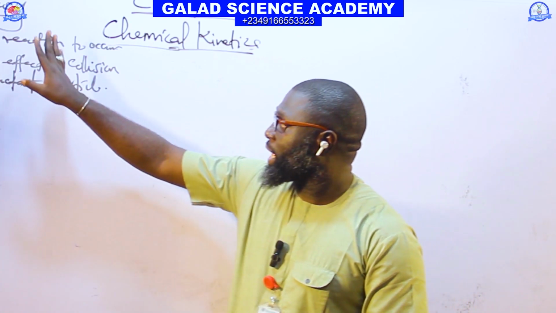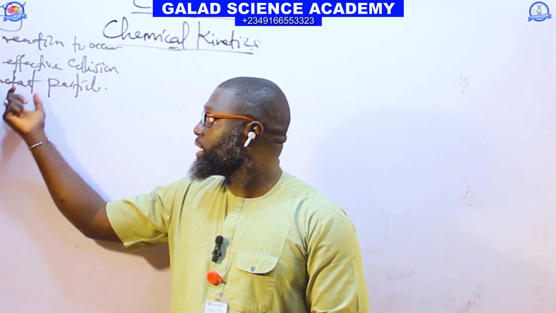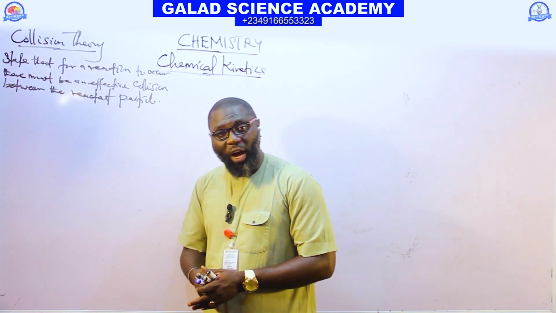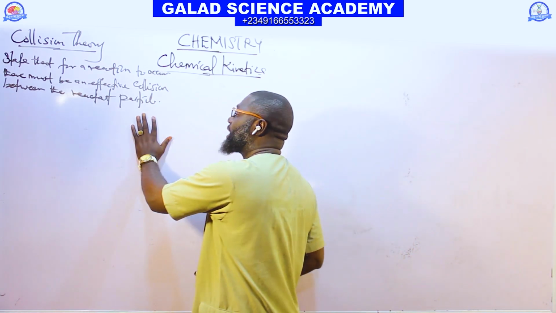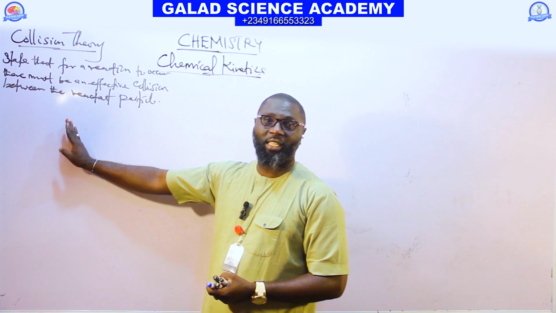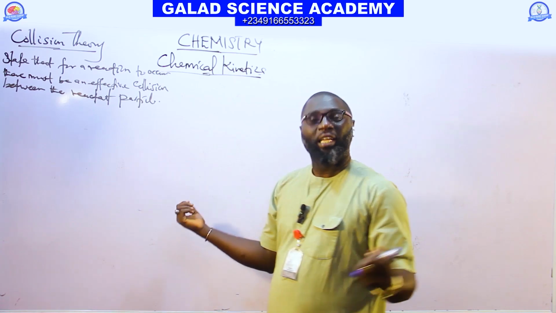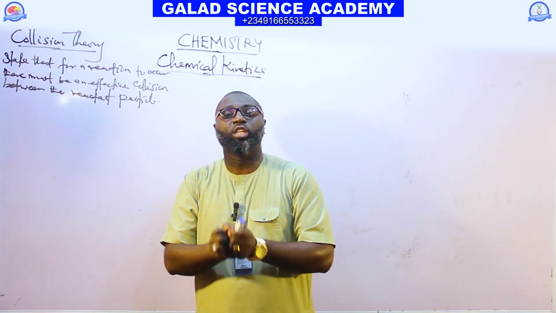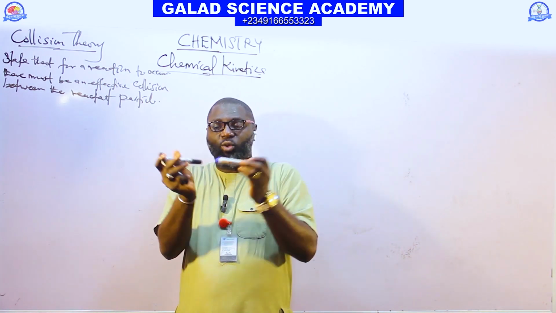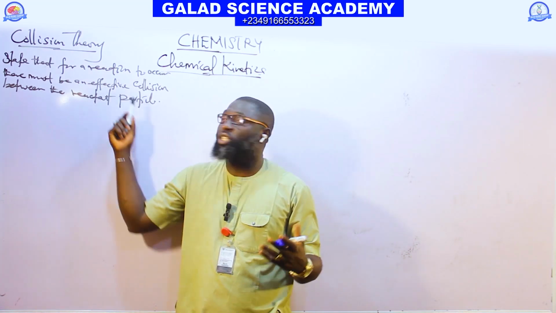And there are two factors that can influence the collision of the reacting particles. The factors are the concentration of the reactants as well as the temperature of the reactants. But just know that the collision theory says that for a chemical reaction to occur, there must be an effective collision between the two reacting particles. If the reacting particles are not mixed together, nothing will form.